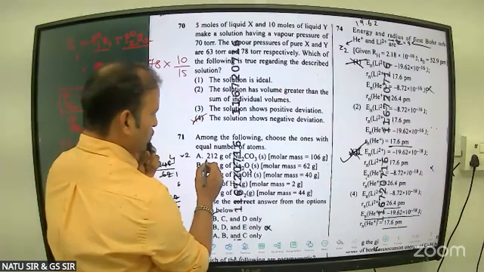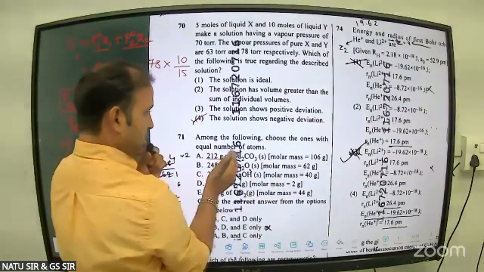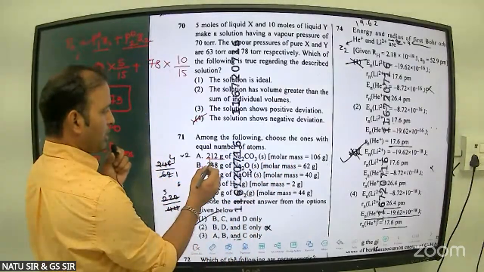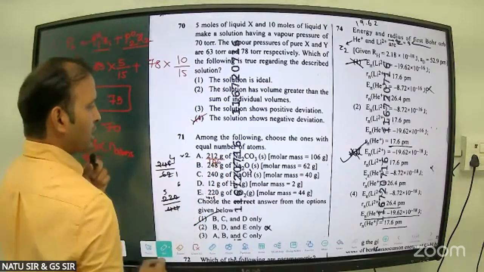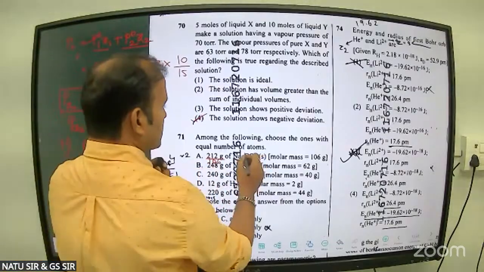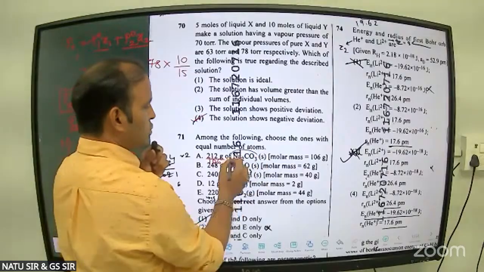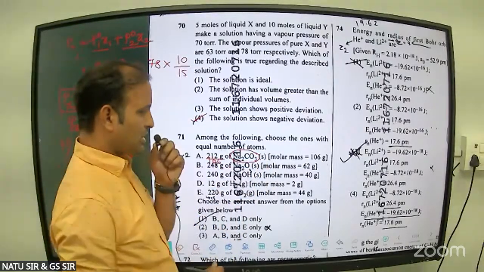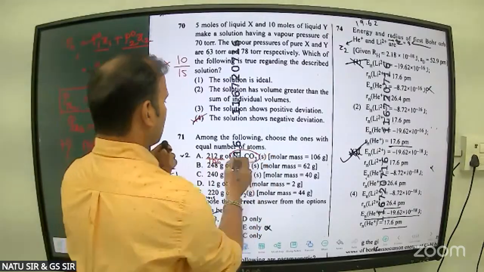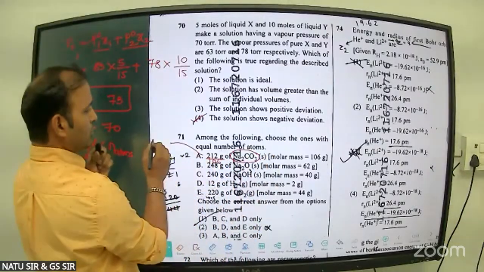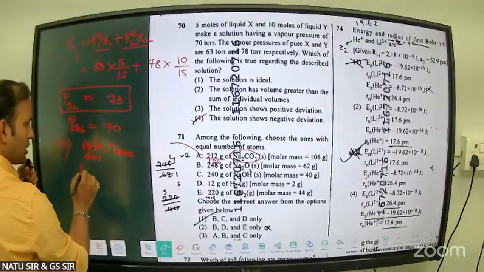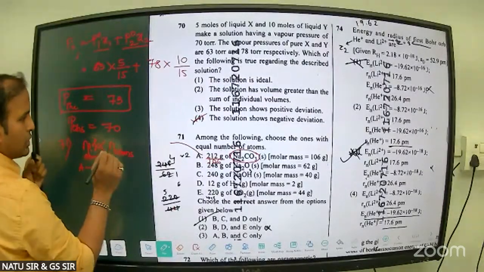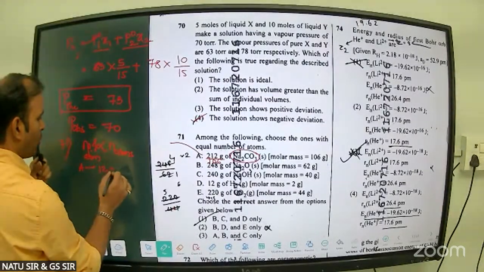If you look here, 202 grams, the molar mass is given, so divide by 106, you will get 2 moles. See, how many atoms in 2 moles of sodium carbonate? Each sodium carbonate contains 3 plus 1 plus 2, that is 6 atoms. So A contains 2 into 6, that is 12 mole atoms.